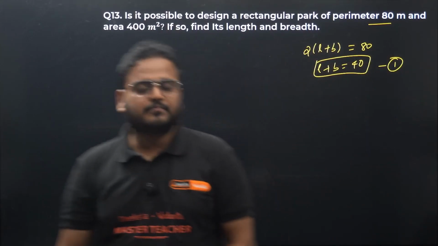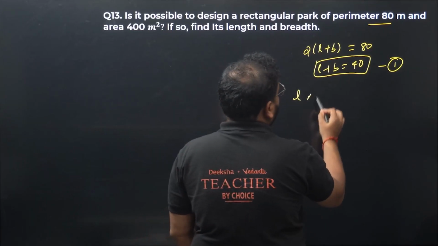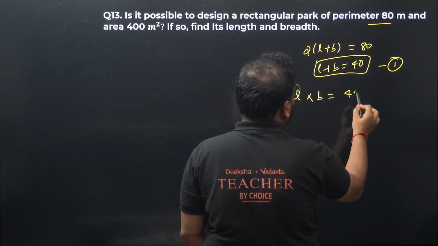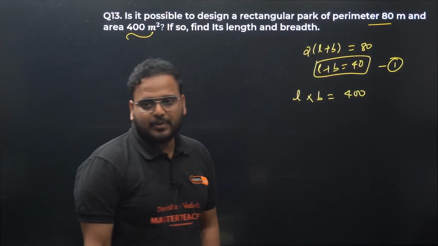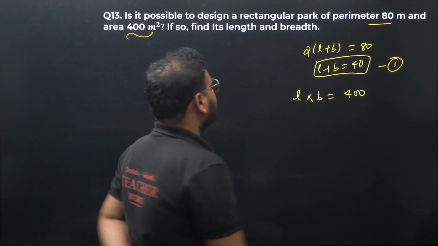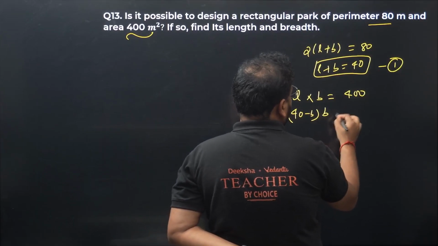No problem over here. And the area 400. What's the area going to be? L into B will be 400. That's the area of any rectangular field. L into B is the area. Okay, put the value of L from there. You get 40 minus B into B equals 400.